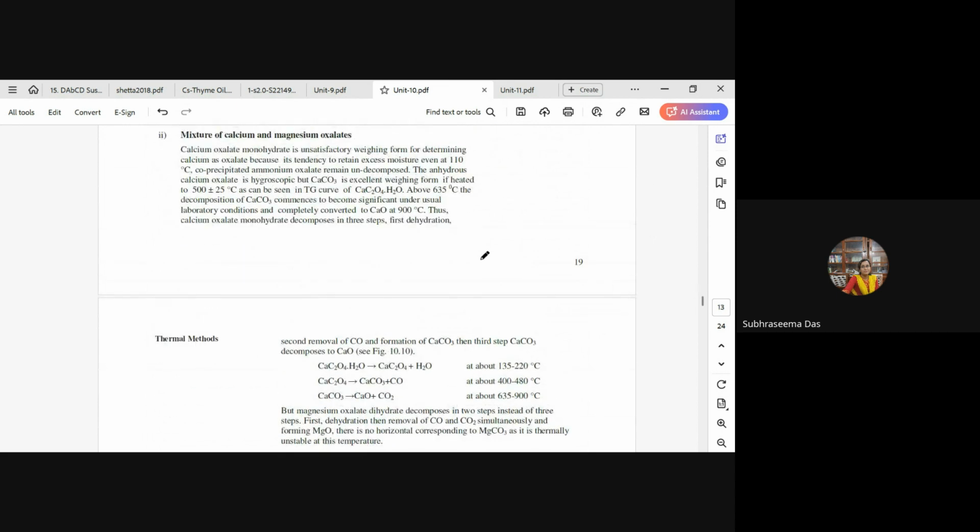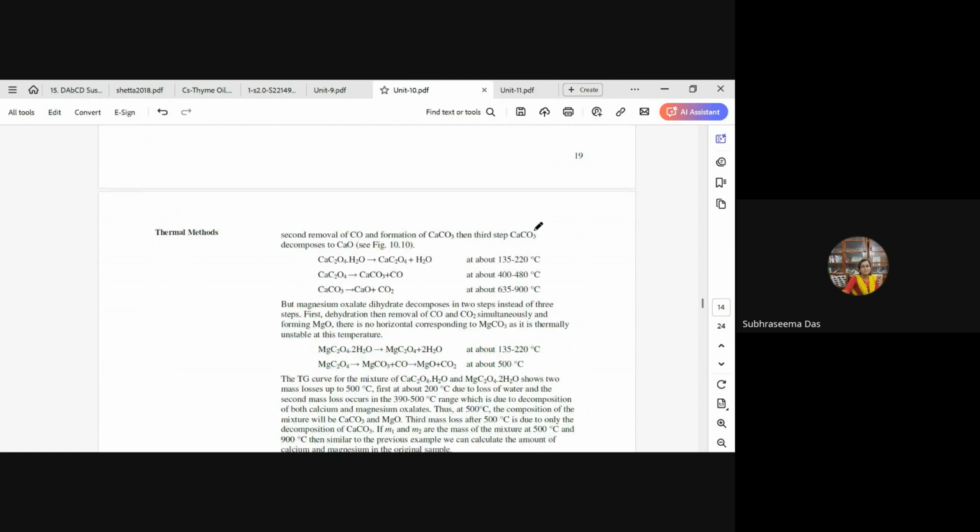Then coming to the analysis of a mixture of calcium and magnesium oxalate. Here it is the calcium oxalate. The measurement is very difficult because it has a tendency to gain moisture even at 110 degrees centigrade. The co-precipitated ammonium oxalate remains undecomposed. The anhydrous calcium oxalate is hygroscopic, but calcium carbonate can lose its water, and beyond 800 degrees centigrade it decomposes. Above 635 degrees, the decomposition of calcium carbonate becomes significant, and it is completely converted to CaO at 900 degrees centigrade.